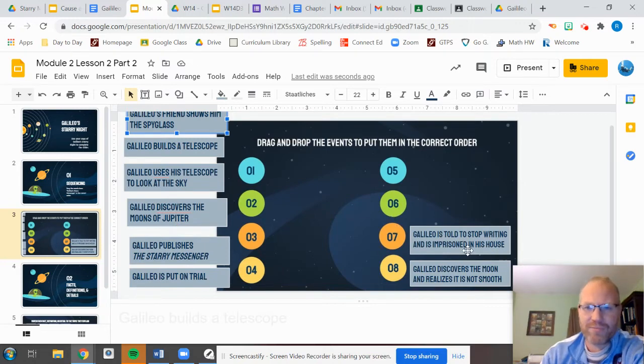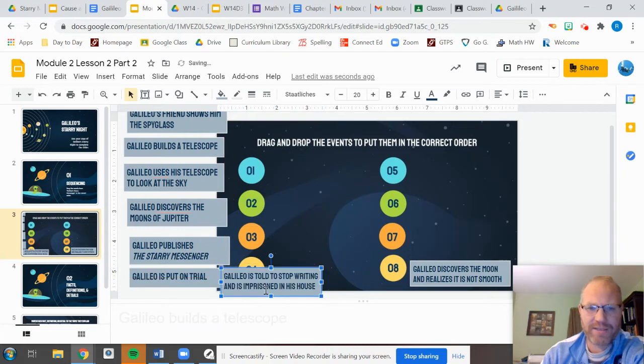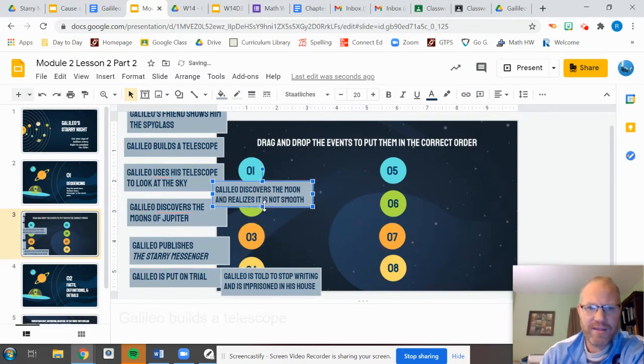Galileo is told to stop writing and is imprisoned in his house. So he's imprisoned in his house. This one, I'm not so sure which came first, the trial or the imprisonment. So I'm going to put these two next to each other. Galileo discovers the moon and realizes it's not smooth. Well, that was when he first started looking at the sky. So I feel like I've got a pretty good idea, except I don't know about these two.